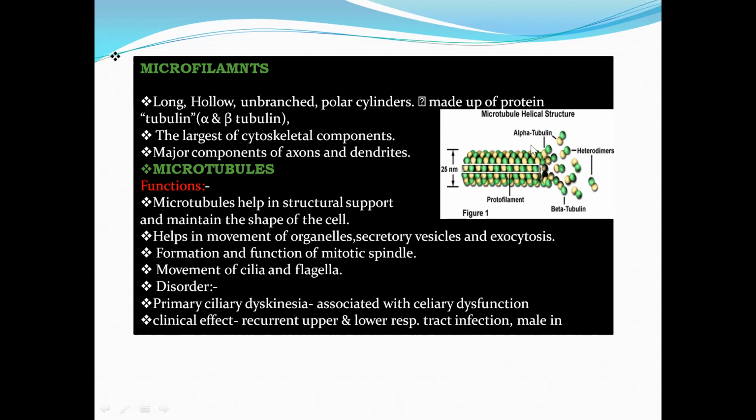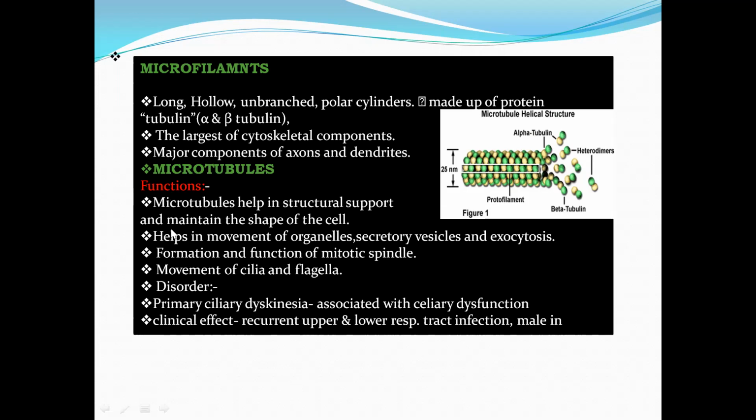It is the largest of the cytoskeletal components. Three types of components form the cytoskeleton, and the microfilament is the largest one. It is the major component of axons and dendrites. It is also present in the nuts. Next, we will discuss the microtubules.